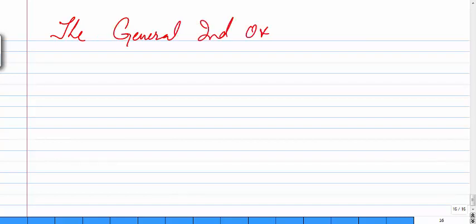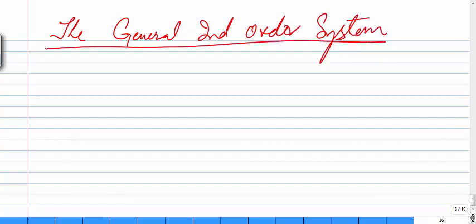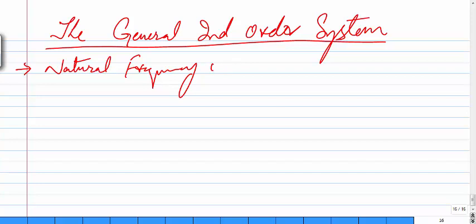Okay, now we will continue, and from here we discuss the general second order system. We just generalize how a second order system looks. The first thing that we discuss is known as natural frequency, which we normally represent by omega n.